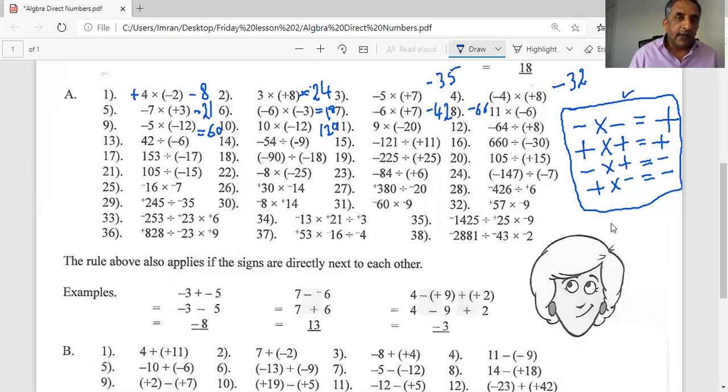And you see 12 is minus and 10 is plus. So plus times minus is minus. So it will be minus 120. So you can always refer back to this rule, which I did here.